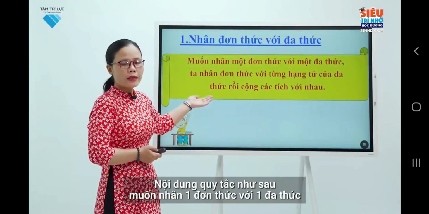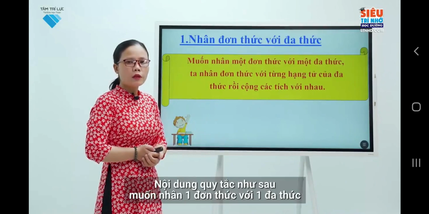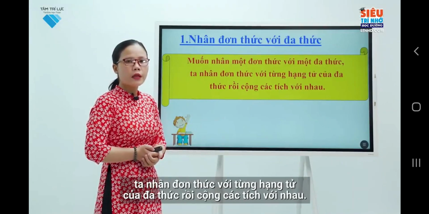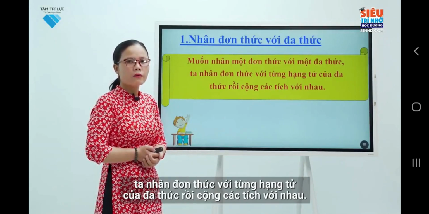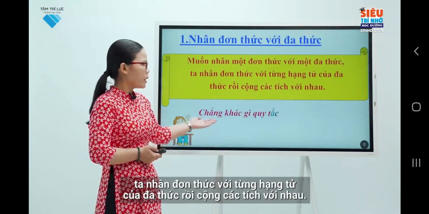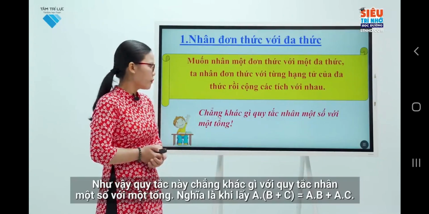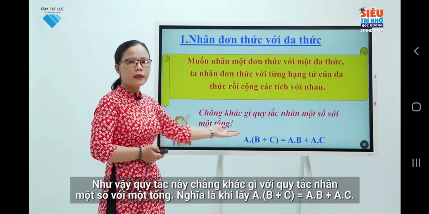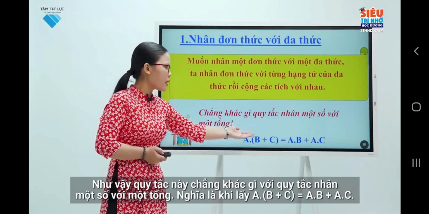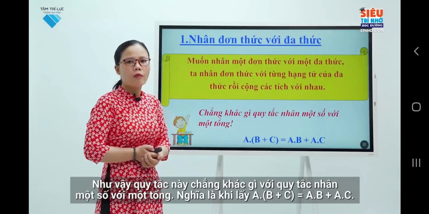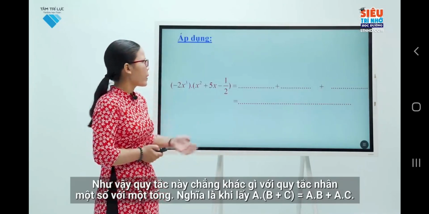The rule is as follows. To multiply a monomial by a polynomial, we multiply the monomial by each term of the polynomial and then add the products. So this rule is no different from the rule of multiplying a number by a sum. It means A times (B plus C) equals A times B plus A times C. Apply.